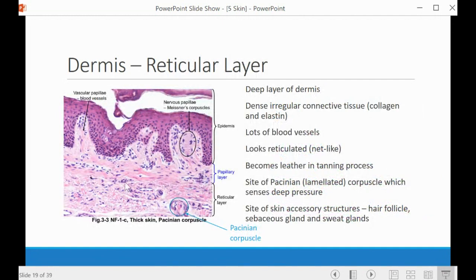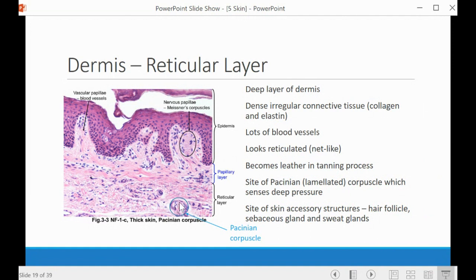Then we have the reticular layer down here. Okay. This is a deeper layer of the dermis. It has dense irregular connective tissue, with collagen and elastin in there. It looks net-like down here. This is actually what becomes leather when we do any sort of tanning, not tanning like in a tanning bed, but tanning leather when they take the skin off of an animal. And this is also the site of the Pacinian corpuscle, which is right here.